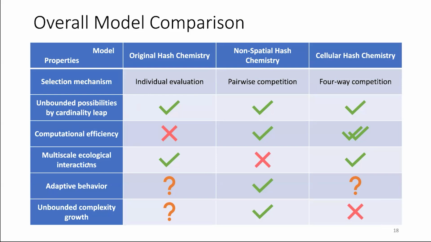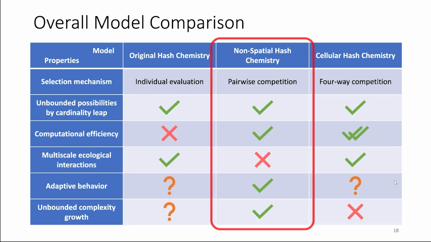The multi-scale ecological interaction between different entities is missing in the non-spatial version I'm presenting. The non-spatial version is just a collection of molecules. They don't really interact with each other, except for the pairwise competition. This is something I'm missing right now in this version. The other ones, the original and the cellular ones, have the spatial interaction and the multi-scale, non-trivial ecological interactions.